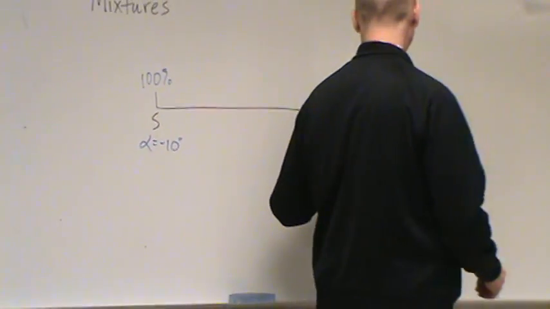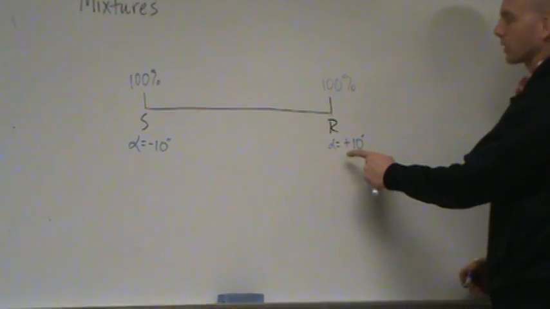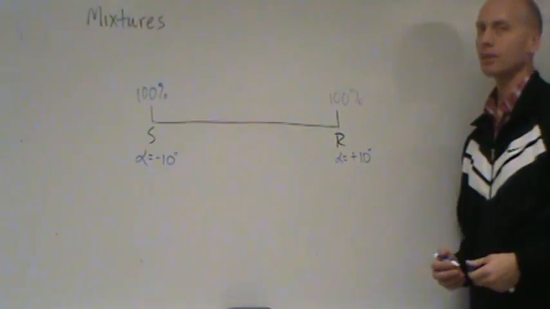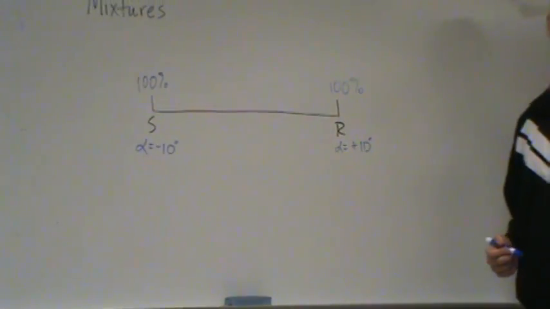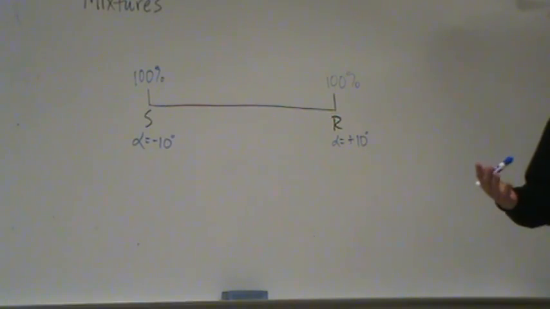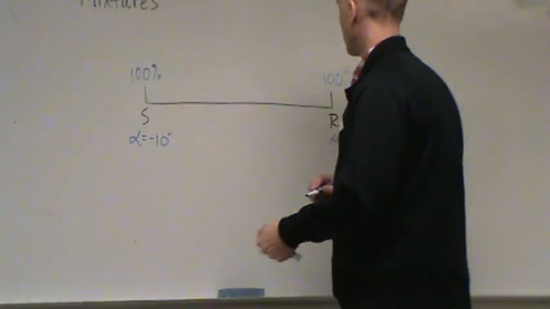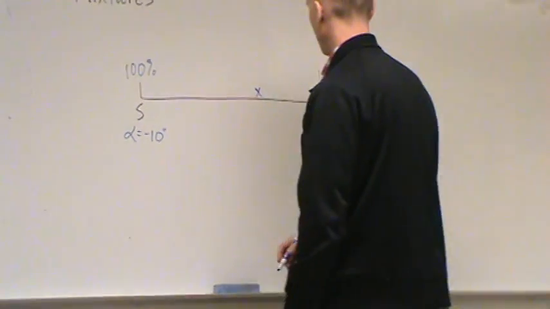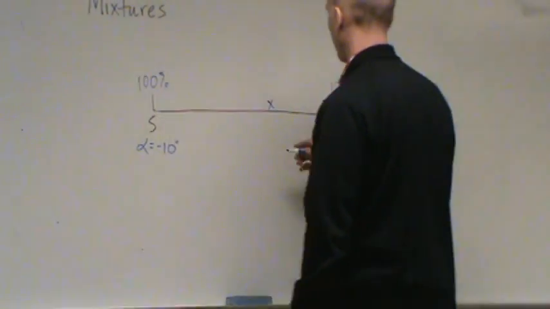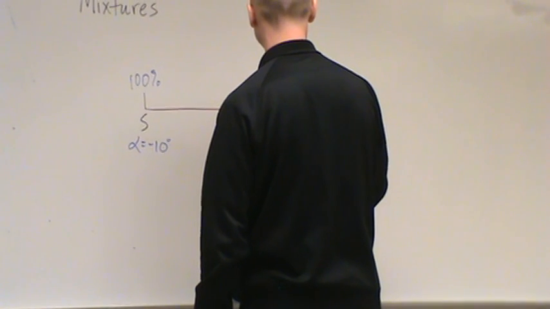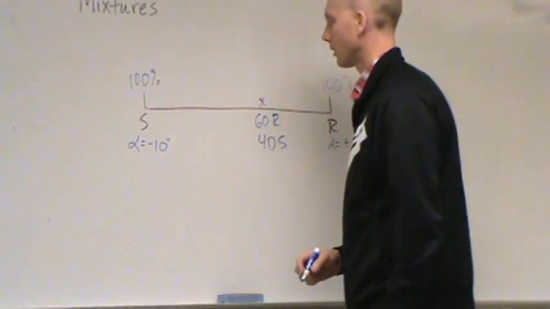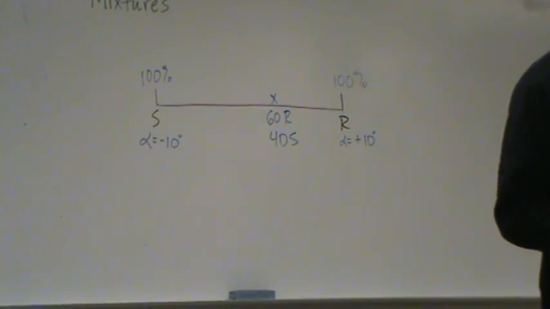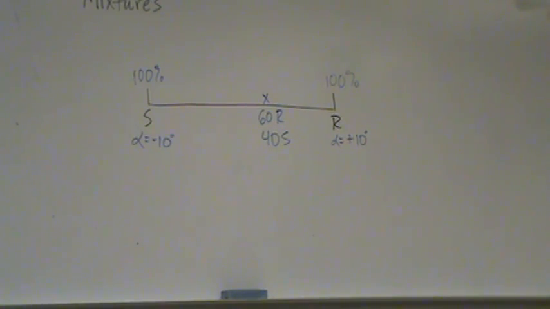Okay? So 100% of R gives me this, 100% of the S gives me that. Now what we want to do is look at mixing somewhere in between. Okay? So let's pick a mixture. Let's maybe pick a mixture here where maybe I have 60% R and 40% S. Can I calculate what the alpha value would be? Let's see if we can do that.